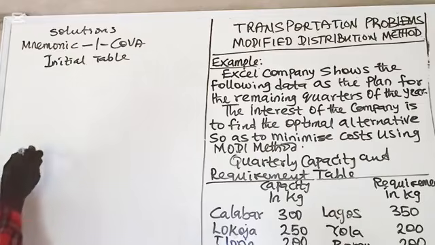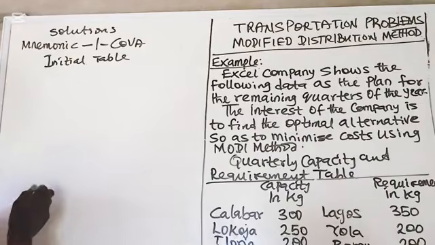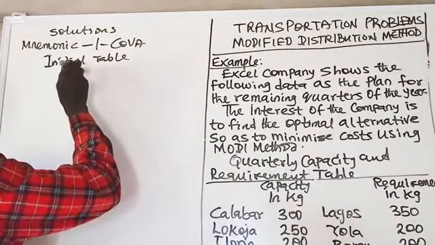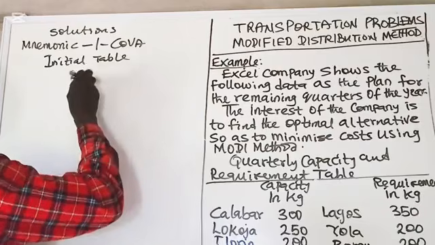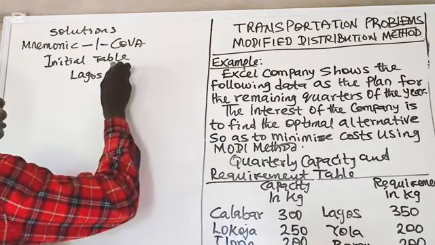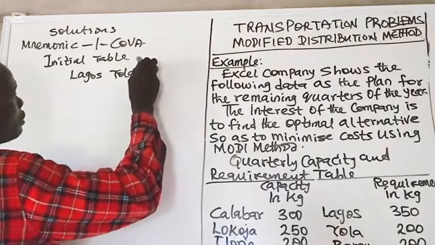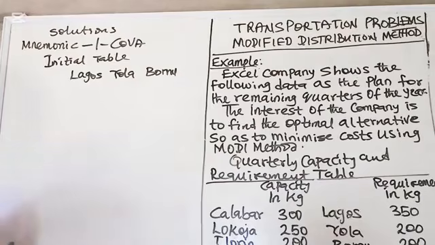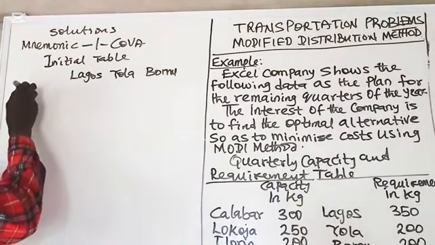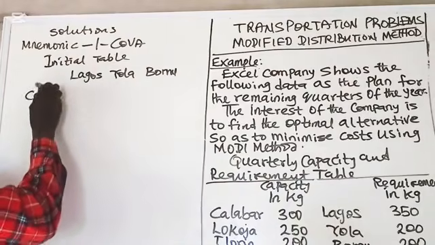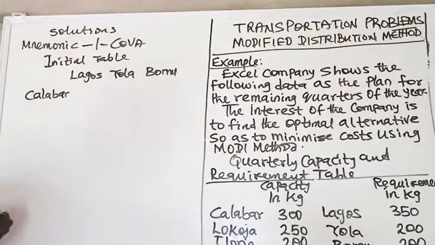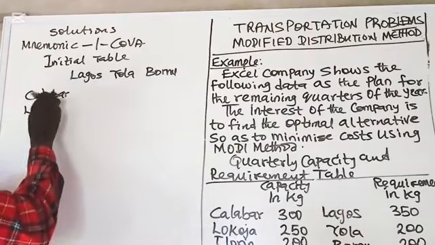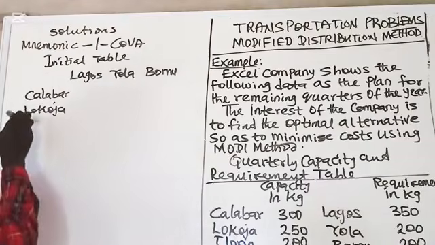So we have Lagos, Yola, Borno. Then Calabar, Lokoja, and Ilorin.